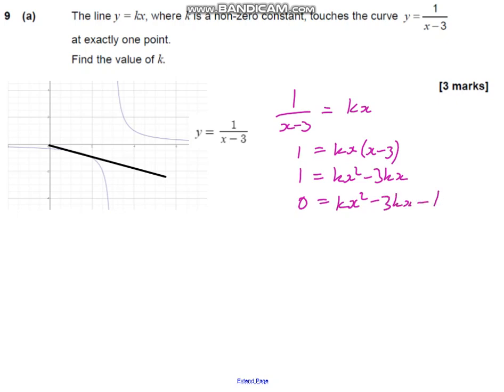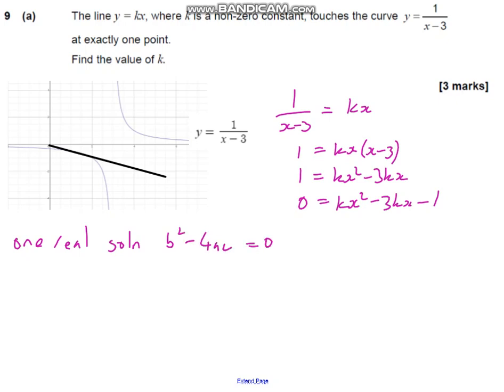Now, what on earth is that going to do? Well, we've got a quadratic here, and we're after where we're just going to have one solution. So we're going to get one real solution. And that's going to be where you get one real solution, where your discriminant, your b squared minus 4ac, is going to be equal to 0.